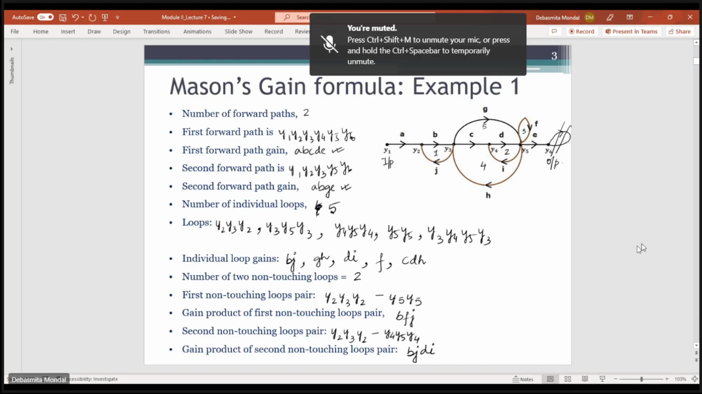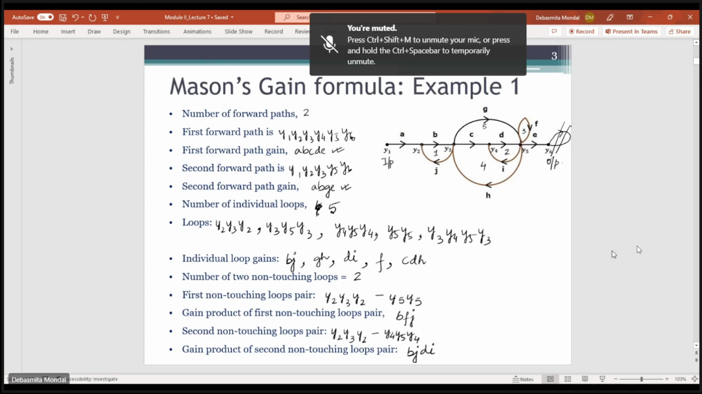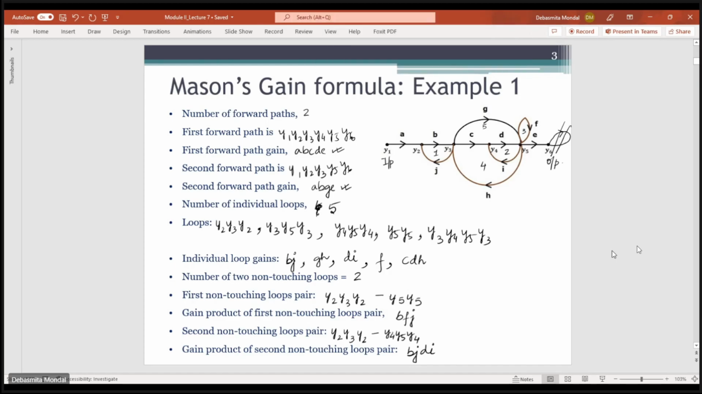Right? Once we have found this out, since there are no three non-touching loops here, we don't need to go to the next step. If there were three non-touching loops, then again you would have to find the gain product of the groups of three non-touching loops. Once you have found all these, we will find the value of the determinant delta.